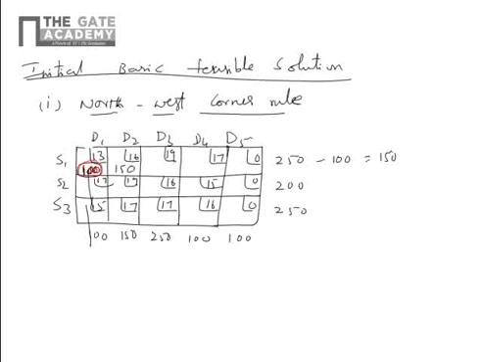After allocating, cancel both cells, because here also 150 minus 150 is equal to 0, and 100 minus 100 equal to 0. So these all got cancelled.